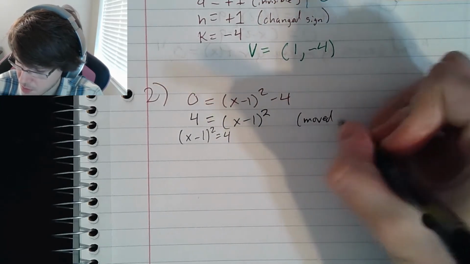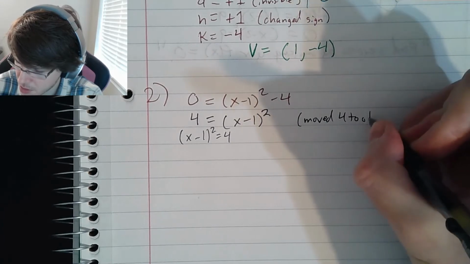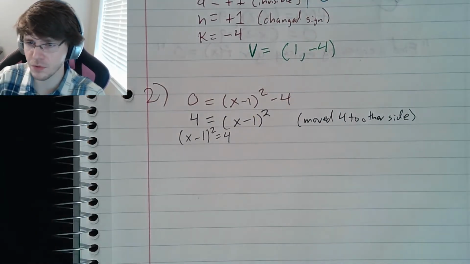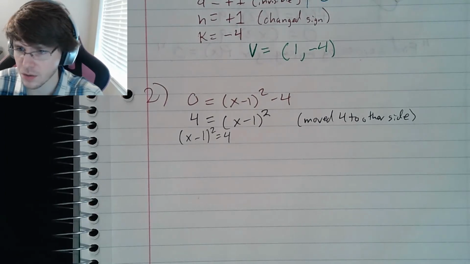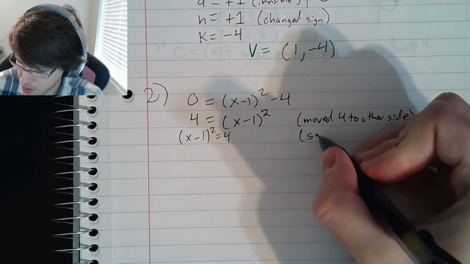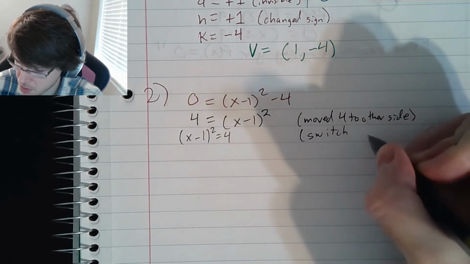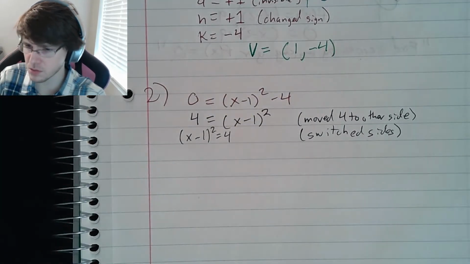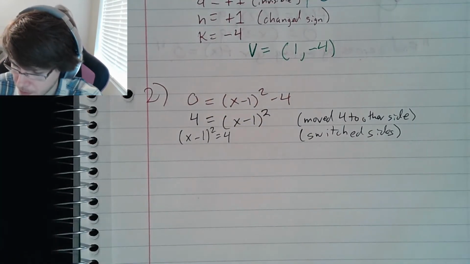moved 4 to other side. This might help you if you're in the middle of doing a homework assignment and you want to try to do it on your own. You could write "switch sides" here. Because you're allowed to do that if you want to, just switch the whole thing around.